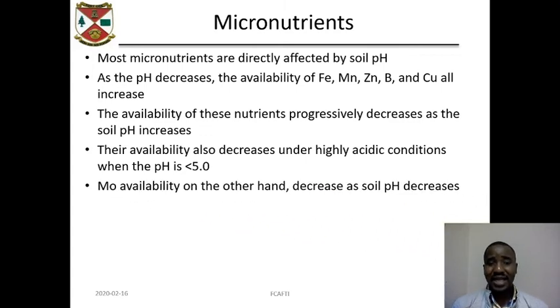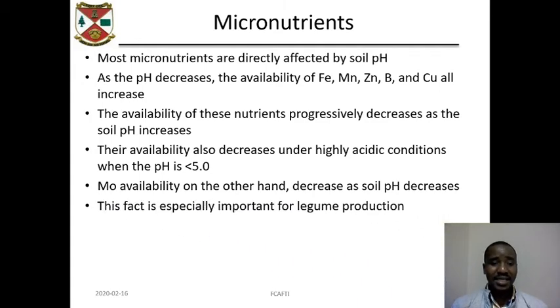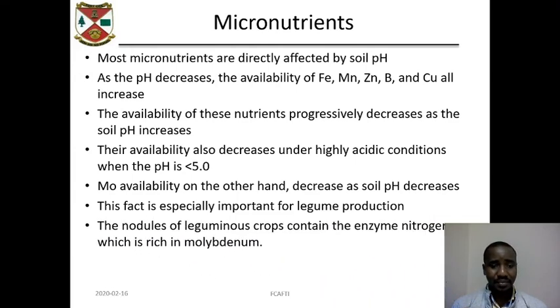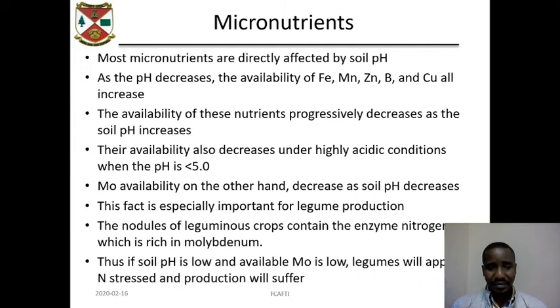Molybdenum availability, on the other hand, decreases as soil pH decreases. This fact is especially important for legume production. For example, the nodules of leguminous crops contain the enzyme nitrogenase, which is rich in molybdenum. If soil pH is low and available molybdenum is also low, legumes will appear nitrogen stressed and production will suffer.